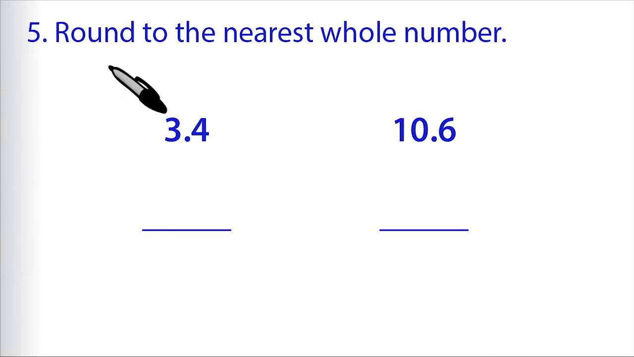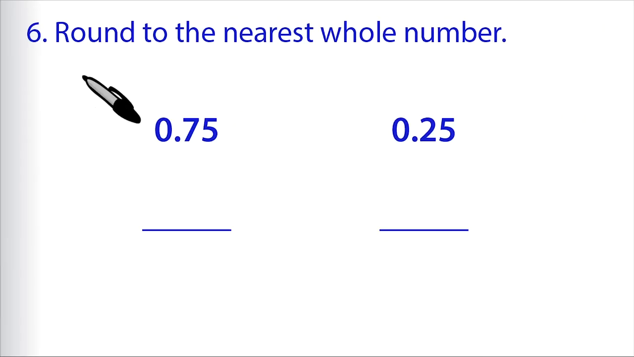For problem 5, we need to round to the nearest whole number. Remember, that's the same as rounding to the ones place. So that's this digit right here, and we need to look to the digit to its right. That's a 4, so that means we round down. We'll just put 3 as the rounded version of 3.4. Here with 10.6, here's the target digit. We look to the digit to its right. It's a 6, so we round up to 11.